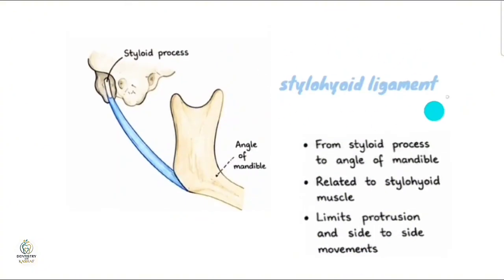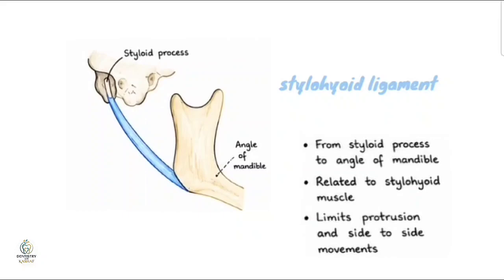The third is the stylohyoid ligament. Sorry, this is not a stylohyoid. It is the stylomandibular ligament, okay? Because it is between the styloid process and the mandible. This was a bit wrong here. Corrected. It originates from the styloid process to the angle of the mandible and is related to the stylohyoid muscle. It limits protrusion and side to side movement. Remember what it is limiting.